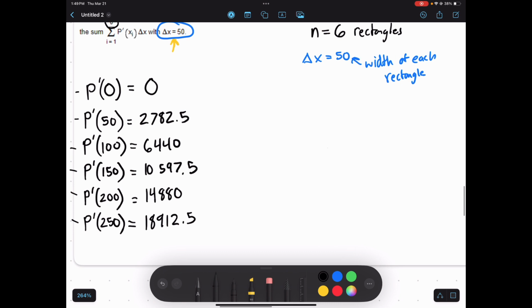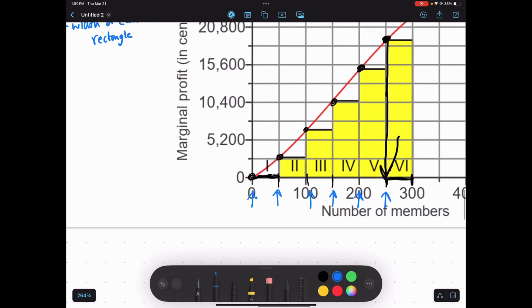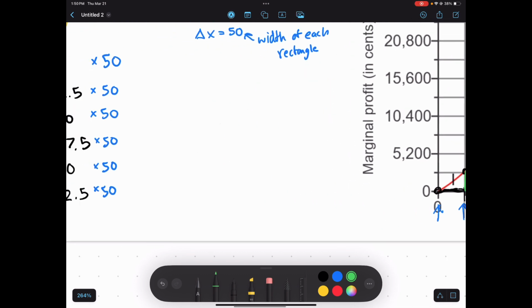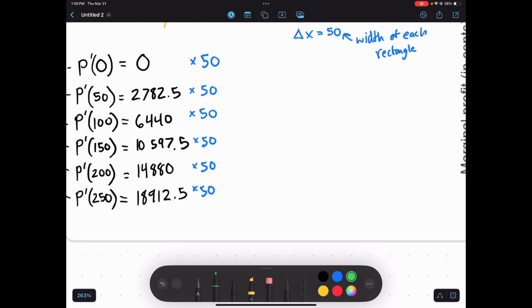How do I get the area of each of these rectangles? I'm going to multiply all of these heights by 50. Why 50? Because that's the width of each rectangle. If you want to visualize what's going on, that is what's nice about this graph, is it can help you visualize it. My width is 50, and my height depends, right? My height depends on what x value I plugged in. Okay. So when I do that calculation, of course this area is still 0.